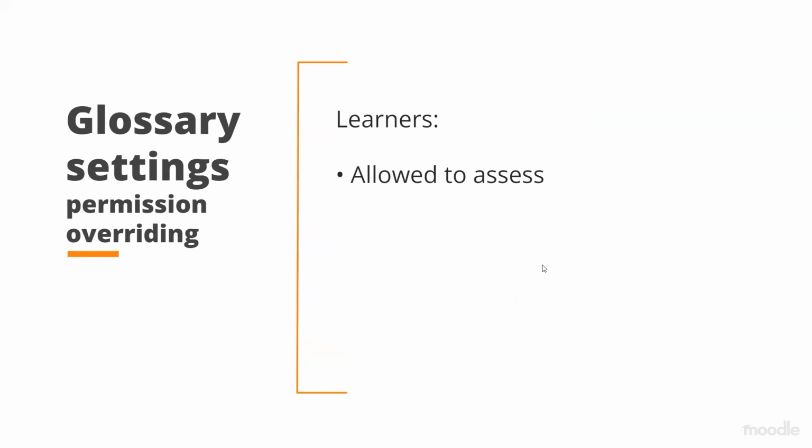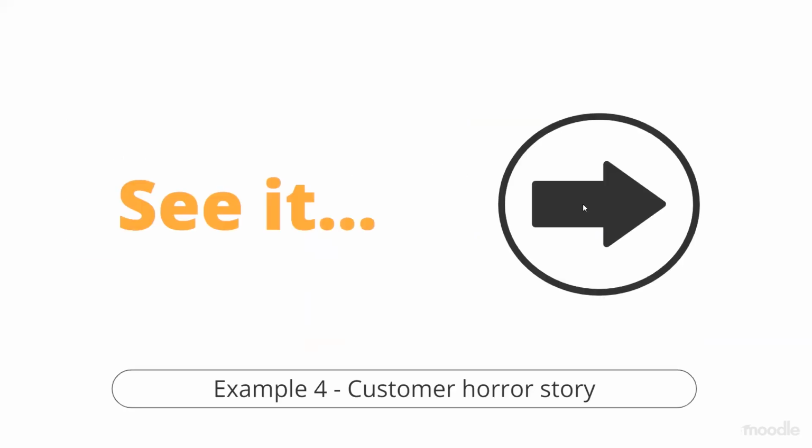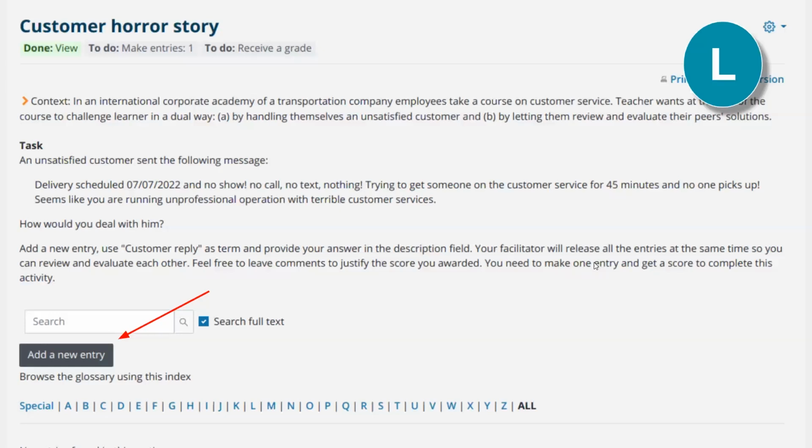Again, we have permissions overriding so as to allow learners to assess entries, but only this one. Let's see it. If you are in the course, please move on to section 4, summative peer assessment, and the glossary entitled Customer Horror Story. I have to say, out of all your examples, Anna, this is my favorite. I hadn't thought of using this like this before, and I really enjoyed trying this out when you were preparing for this webinar. Yeah, this is a great idea.